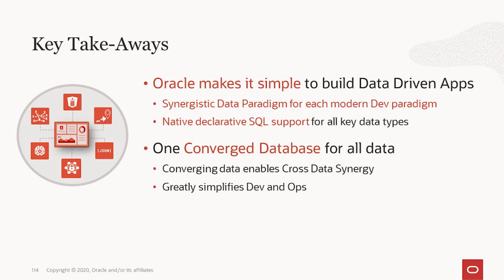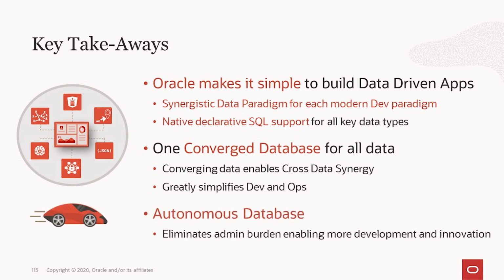Then I talked about how we use a single converged database for all different kinds of data. And this has 2 very important benefits. One is that it enables synergy across all the different kinds of data. And the second is that it makes it dramatically simpler to develop and operate the database. And finally, I talked about how Autonomous Database brings in a new era in database management that eliminates the administration and operations burden, enabling much faster and more effective development and innovation.